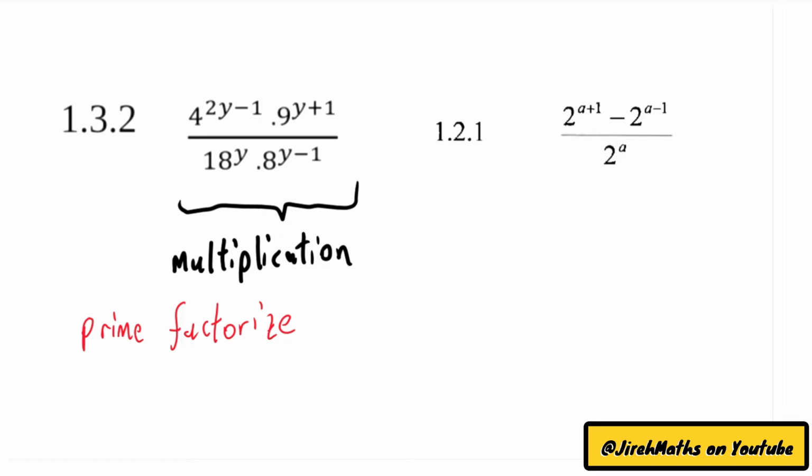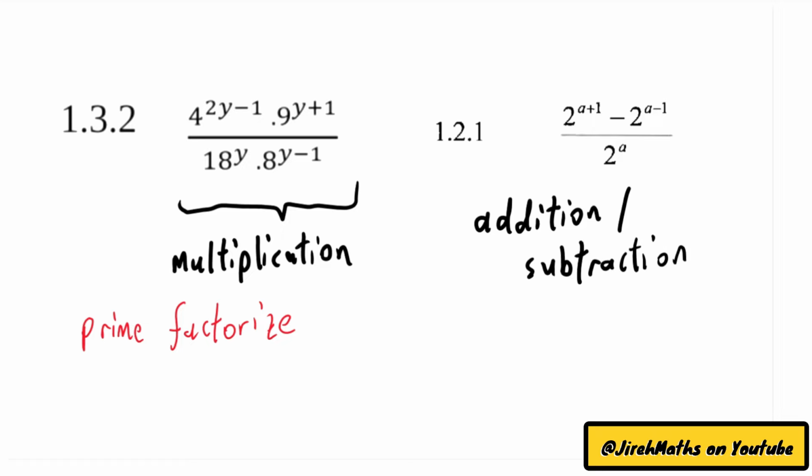For the second type, there is either addition or subtraction on the numerator or denominator. So if there's addition or subtraction, then you are going to use the second type. You need to take a common factor. Remember, the key thing to note is that this subtraction makes it the second type. Whereas in your first type, there's only multiplication in the top and the bottom.